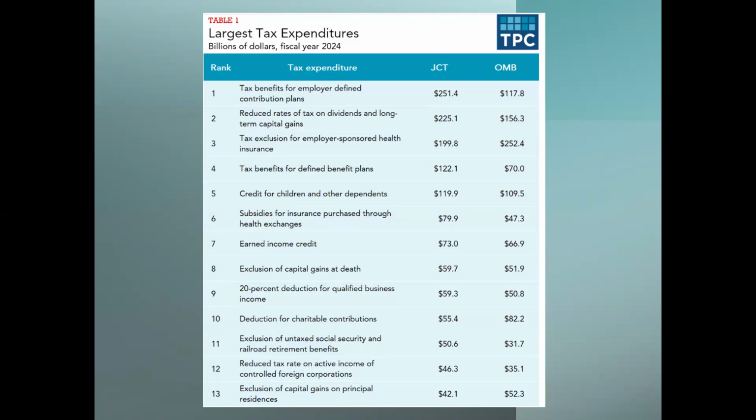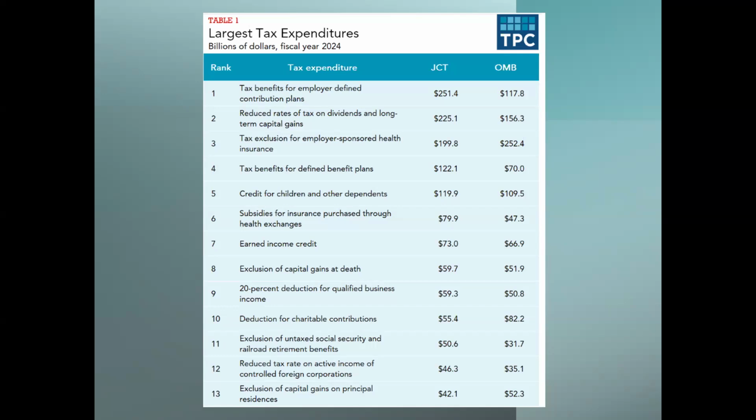Now, it's very difficult to determine what this actually means. You've got two figures here from the Tax Policy Center. One is from the Joint Committee on Taxation, and the other is from the Office of Management and Budget. And you can see that they don't always jibe with the way they calculate these figures, but it's good enough for us to understand and get some kind of handle and baseline of what this all means.